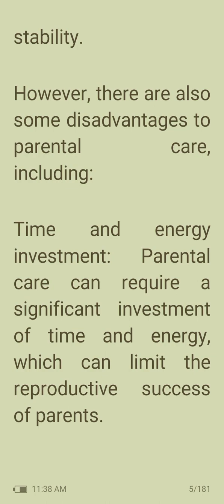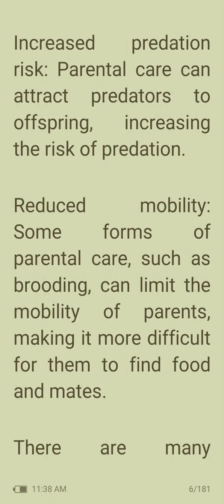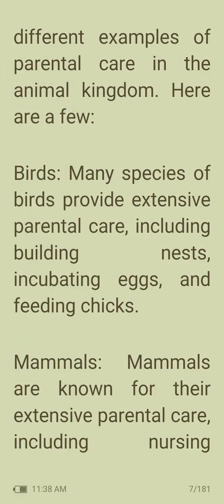Moreover, there are also some disadvantages to parental care, including time and energy investment. Parental care can require a significant investment of time and energy, which can limit the reproductive success of parents. Increased predation risk: parental care can attract predators to offspring, increasing the risk of predation. Then reduced mobility: some forms of parental care, such as brooding, can limit the mobility of parents, making it more difficult for them to find food and mates. There are many different examples of parental care in the animal kingdom.